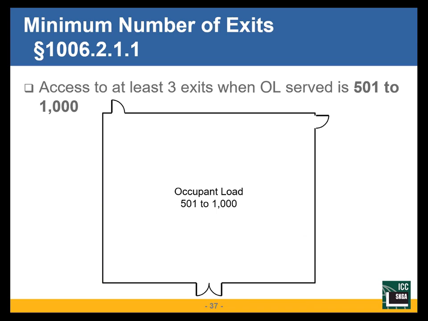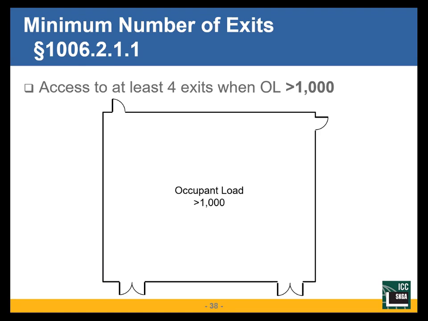Minimum number of exits. Okay, if I'm below that table, 1006.2.1, I can have 1 exit. If I don't qualify in that table, I've got 2. When do I need 3? When I exceed 500, one of those thresholds we talked about. 501, I need 3 exits. When I'm over 1,000, I need 4 exits.